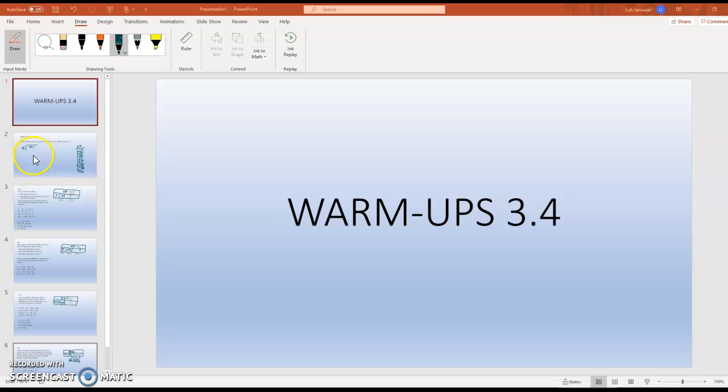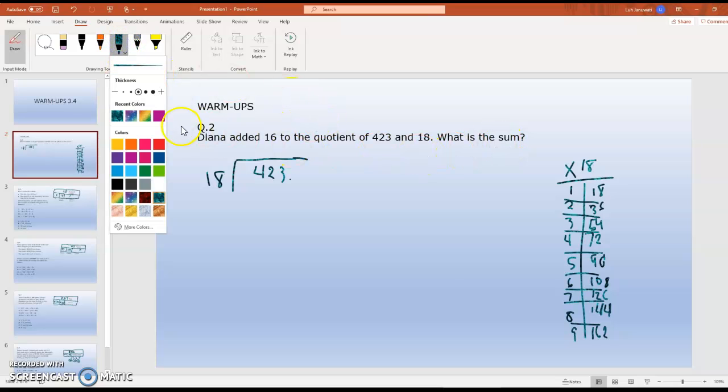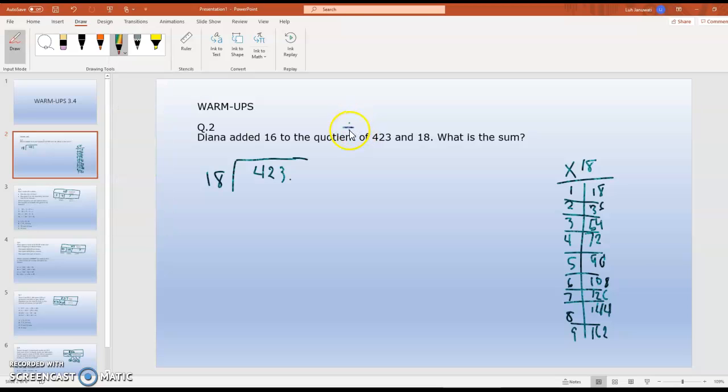Okay, let's start. I'm going to help you with question number 2. It says, Diana added 16 to the quotient of 423 and 18. What is the sum? Okay, you know quotient means division, right? And then added just means added. So you're going to divide 423 by 18.